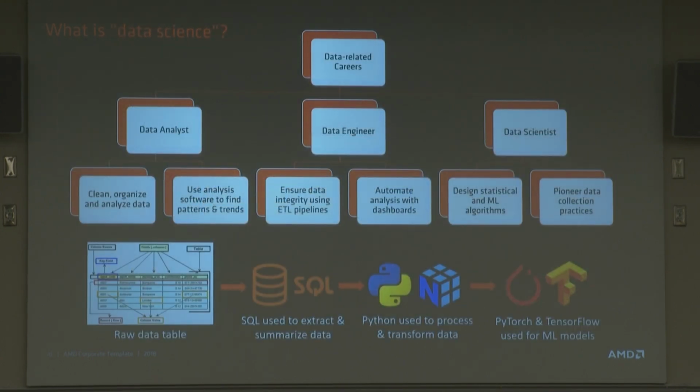Okay, so what's data science? The way I like to explain what data science is, I like to go into what data-related careers there are and how they're different, and then I'll talk about what data science is. So there are 3 main building blocks to careers in data. The first one's a data analyst, the second one is a data engineer, and the third one is a data scientist.